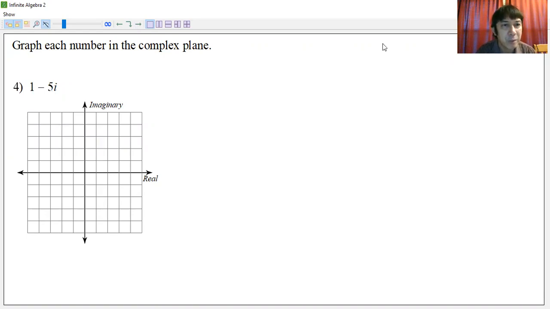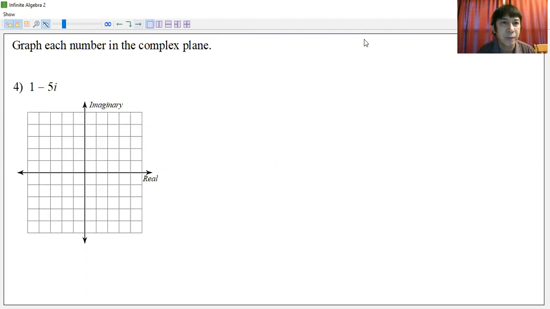Graph each number. We have 1, -5i. So the real number is positive and the imaginary number is negative. This should be in the fourth quadrant. It must be somewhere here. That should be the location of 1, -5i. Let's verify this. You can see it, so that means we're correct. This is the way to graph the complex number. All right, let's continue with the next.